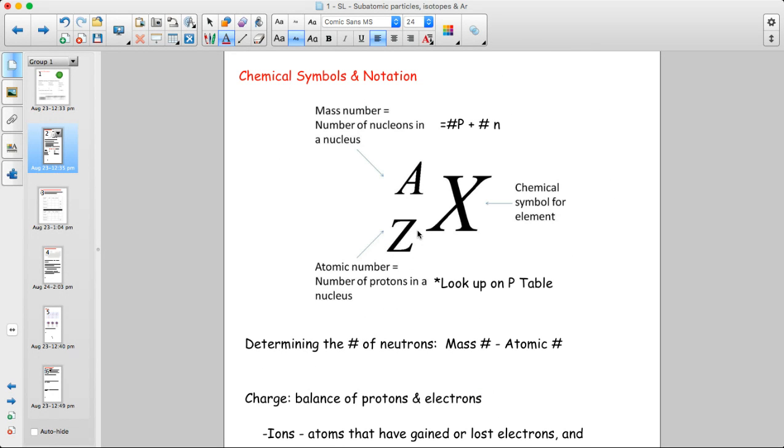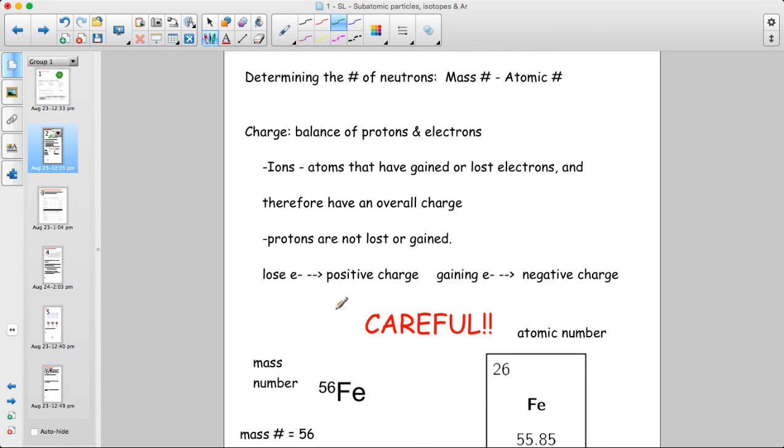Also quickly, this letter Z, as odd as it may seem, this letter Z is going to be important that you recognize that represents atomic number. It sort of represents the positive charge of the nucleus. So sometimes they'll use that symbol Z.